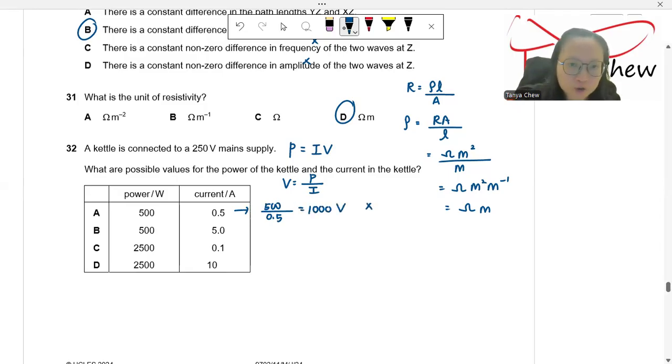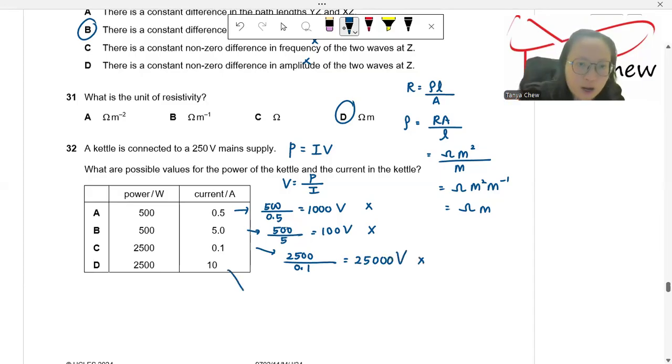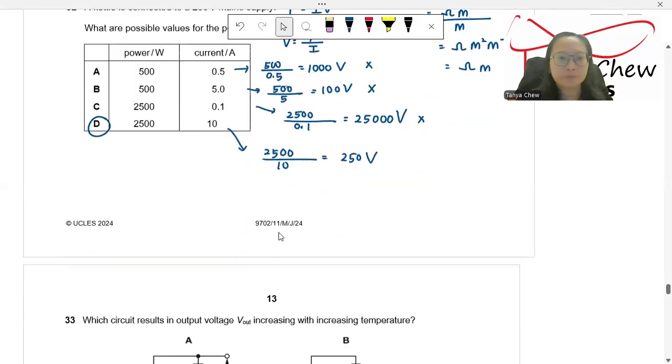This is not true. For B, I have 500 divided by 5. I got 100 volt. This is also not true. For C, I have 2,500 watt divided by 0.1 ampere, and I got 25,000 volt. This is also not true. And for D, 2,500 watt divided by 10, and I got exactly 250 volt. This is the correct answer. D is the correct answer.